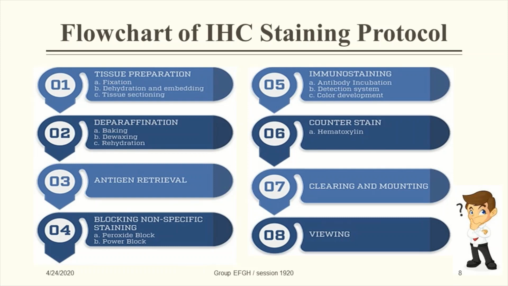It will be baked, dewaxed, and rehydrated before moving on to antigen retrieval. Antigen retrieval is performed to expose antigenic sites and allow the antibody to bind. Next, block non-specific background staining using a peroxide block and a power block that prevent unnecessary background staining. Next, immunostaining is carried out by antibody incubation, detection system, and color development.